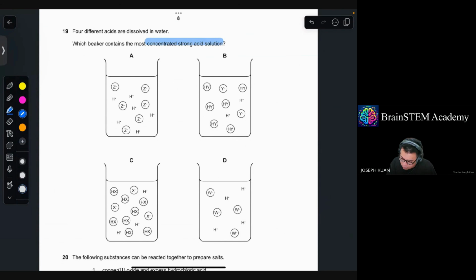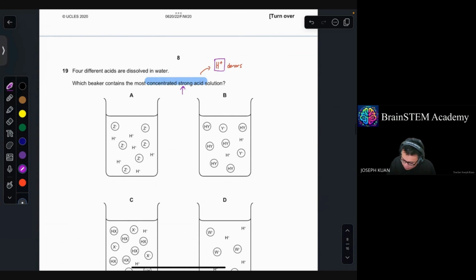Now, first, we have to understand what acids are. Acids are proton donors, hydrogen ion donors. When you say that it's strong, you mean that there should be a lot of hydrogen ions in the solution. You shouldn't look at anything else.